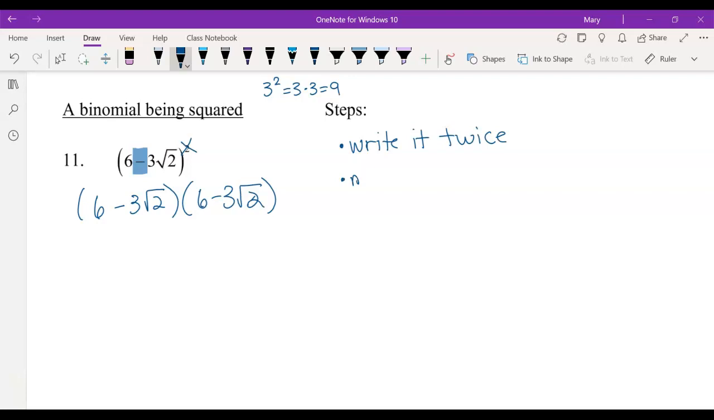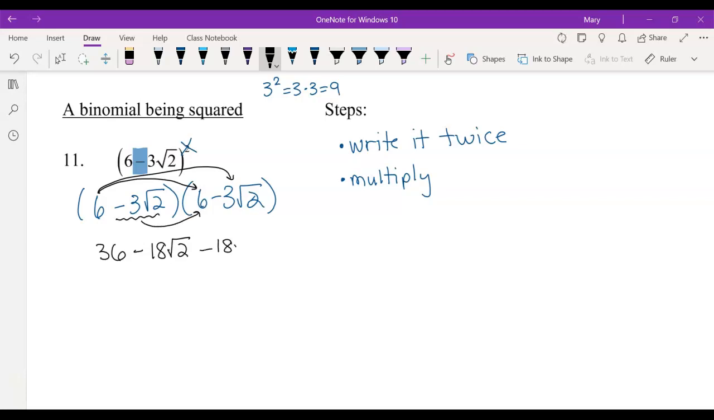And then you're going to multiply two binomials together like you were just doing. So you're going to go ahead and distribute. You're going to do 6 times 6, which is 36. 6 times 3 root 2 means that we're going to do 6 times 3, and the root 2 had nothing to multiply, so you're just going to leave the root 2 with it. Negative 3 root 2 times 6 is negative 18 root 2.